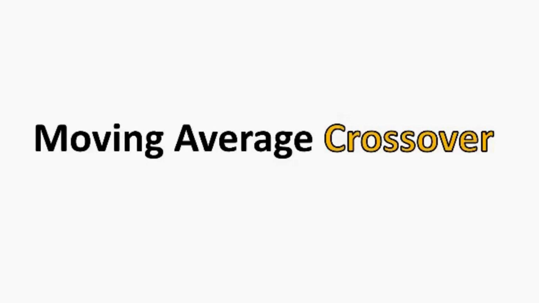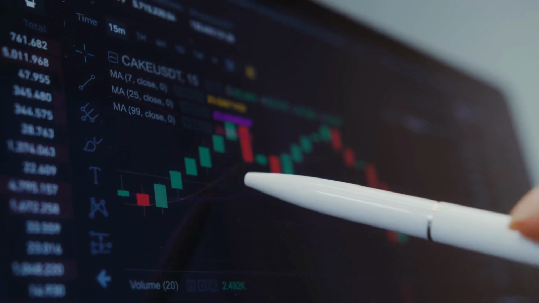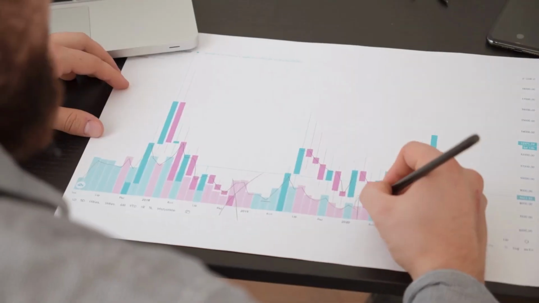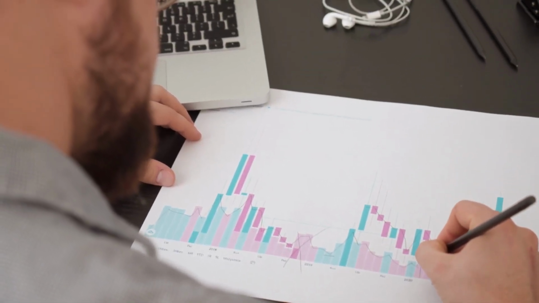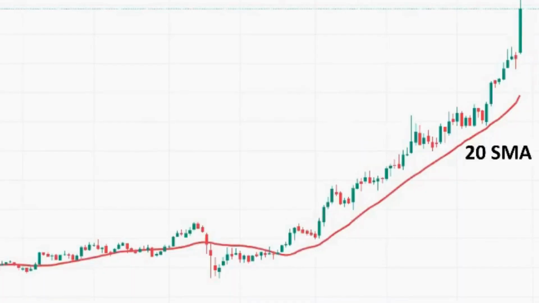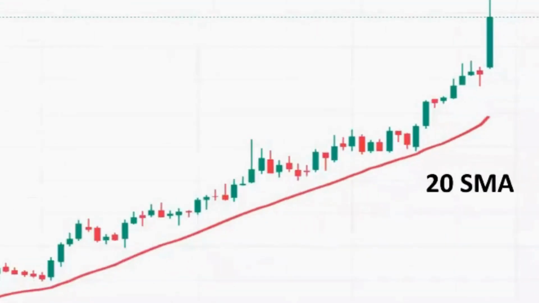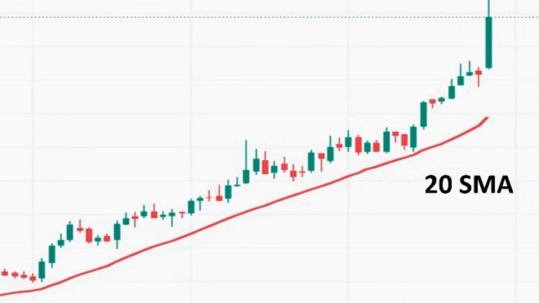Today we are going to discuss a moving average based strategy, a setup called the moving average crossover strategy. That's right, and as you see on the screen, the candlestick chart and a red line, which is the 20 moving average. 20 SMA means this moving average is formed by considering the past price data for 20 days. This moving average can be used for trend identification as well as support and resistance for the price.